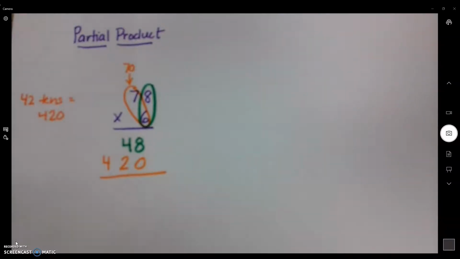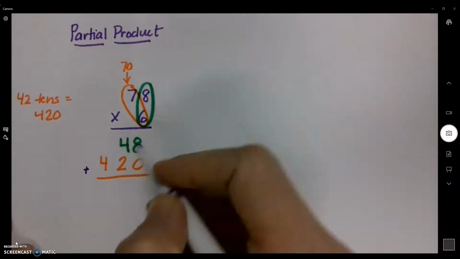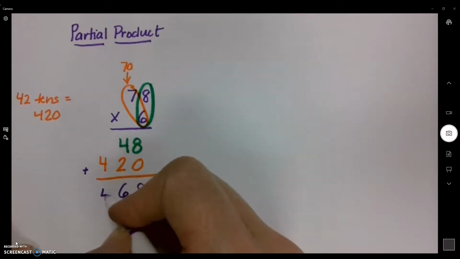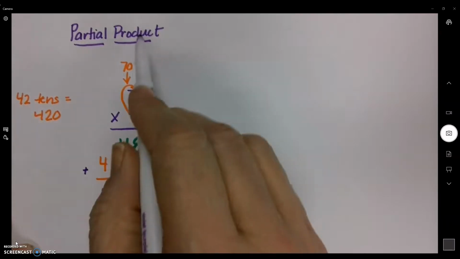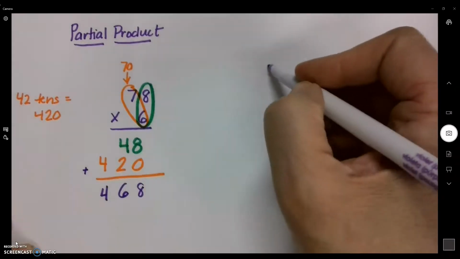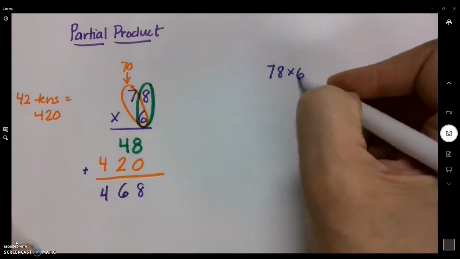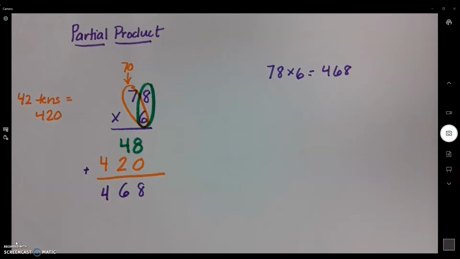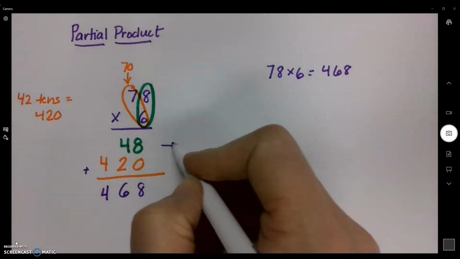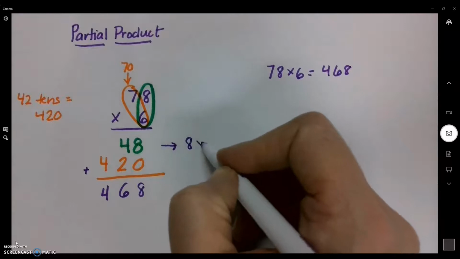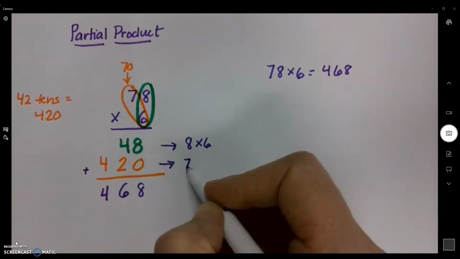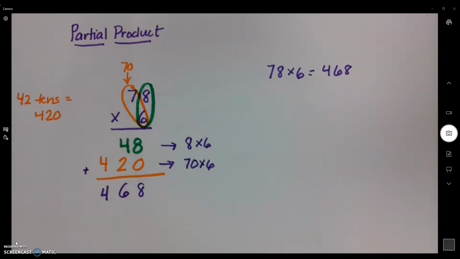And now I just add those partial products. 8 plus 0 is 8, 4 plus 2 is 6, and then 4. So the product of 78 times 6 is 468. And I got that by finding two partial products. I knew that 8 times 6 was 48, and I knew that 70 times 6 was 420. And then I just added them together.